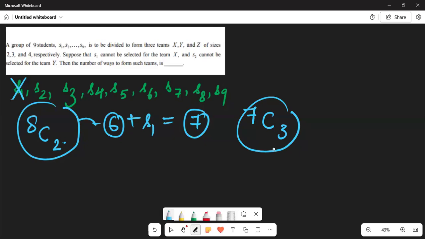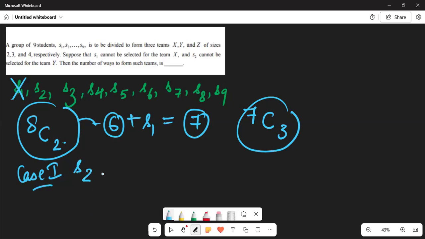Now, by making cases, take two cases. The first one says that S2 is taken in X. And case 2 says S2 is not there in X. These two cases will make it easy for you to solve this problem. How? You will see.